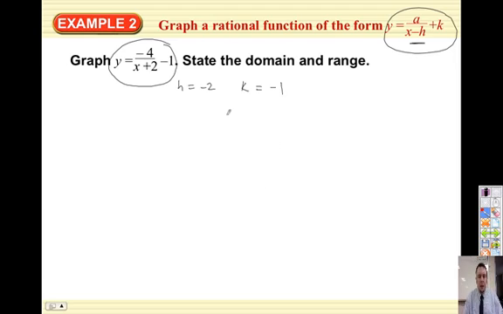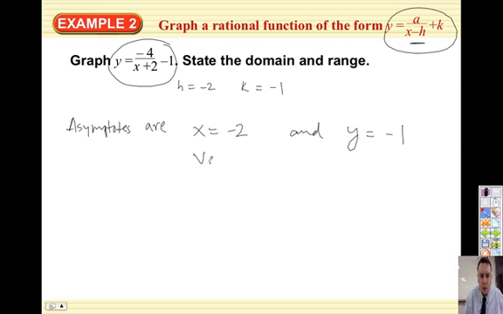I'm just writing my h and my k. What do your h and your k get you? Get your asymptotes. So you could say my asymptotes are x equals h, which is negative 2, and y equals k, which is negative 1. This is your vertical asymptote, VA, and this is your horizontal asymptote, HA. There you go. That's key.